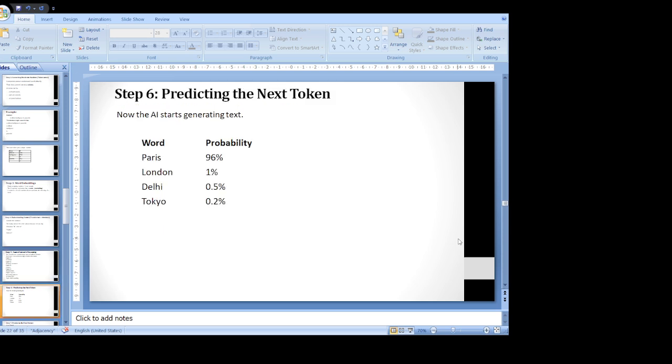Then step six: predicting the next token. Now the AI starts generating text. It lists some candidate words and shows how much probability each has. It picks the word with the highest probability. For example, if I give a prompt, it searches for the word that has high probability, and then gives that word as the answer.